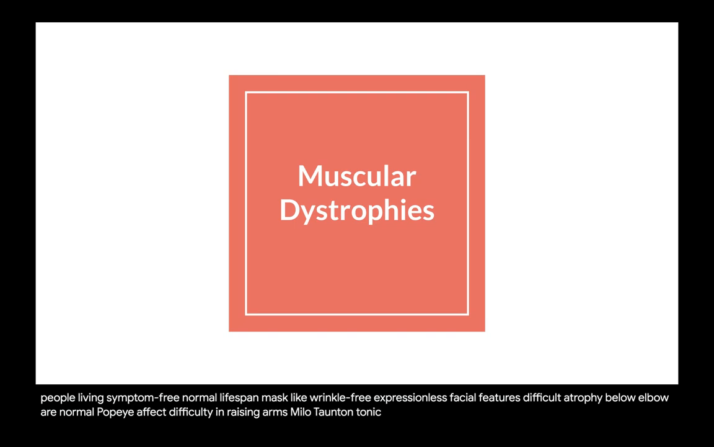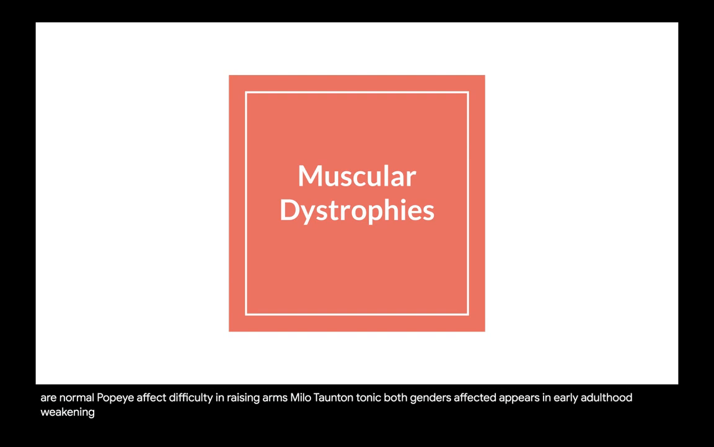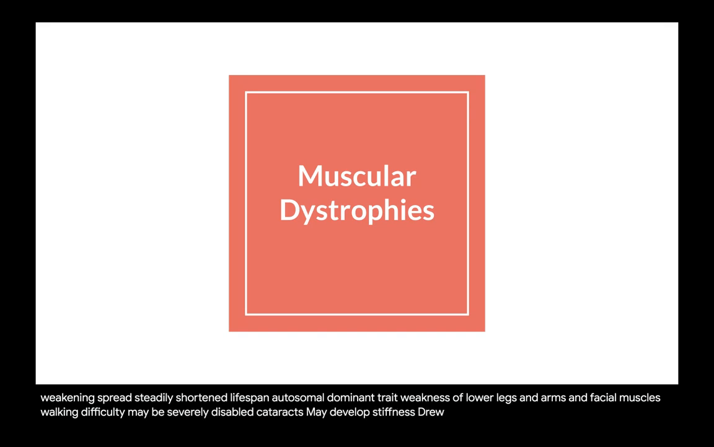Myotonic. Both genders affected, appears in early adulthood. Weakening spreads steadily, shortened lifespan. Autosomal dominant trait. Weakness of lower legs and arms and facial muscles. Walking difficulty. May be severely disabled. Cataracts may develop. Stiffness, drooping eyelids and jaw. Frequent tripping and falling.